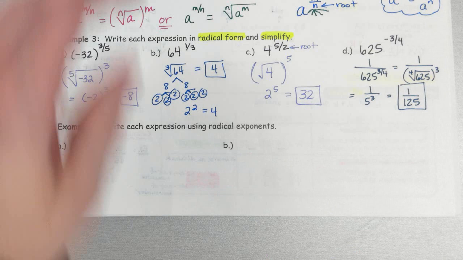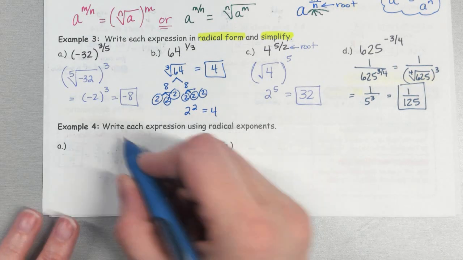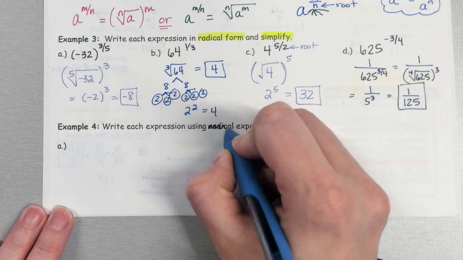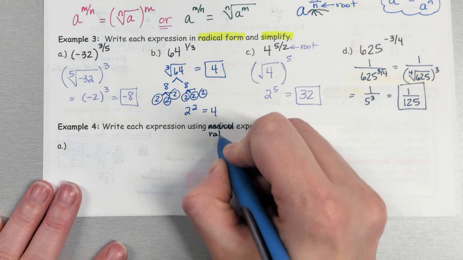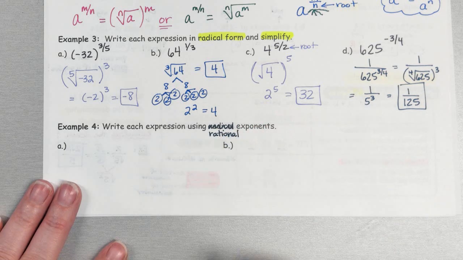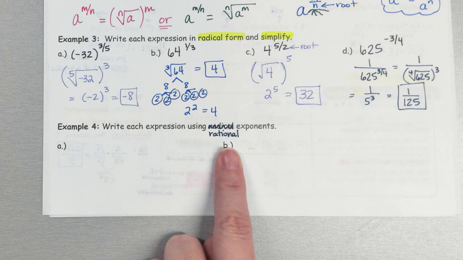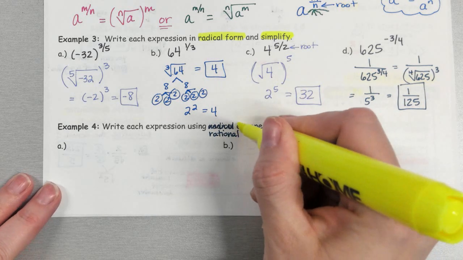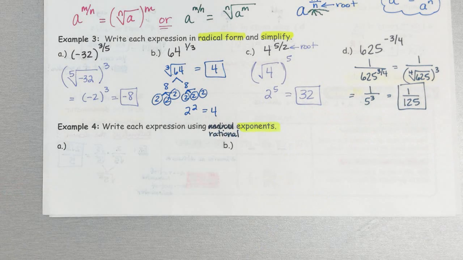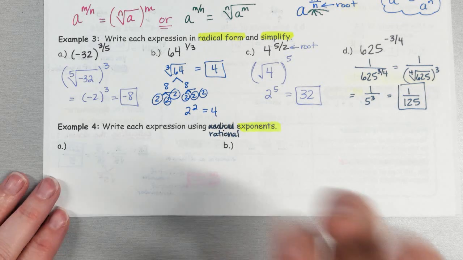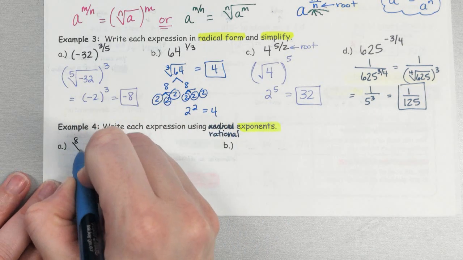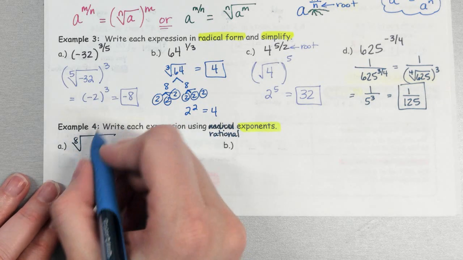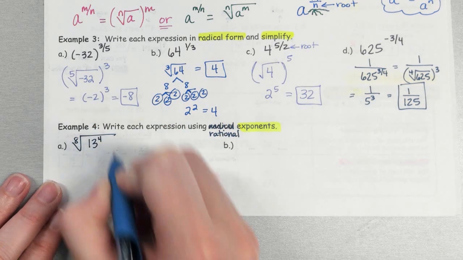Okay, now for example 4, this should say write each expression using rational exponents. We're not going to do radicals in the exponents, only fractions. Okay, so if you can simplify these, you will. So sometimes they'll simplify, sometimes they won't. So let's look at this one. This is the 8th root of 13 to the 4th power.